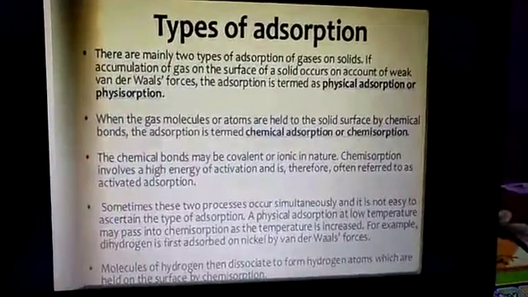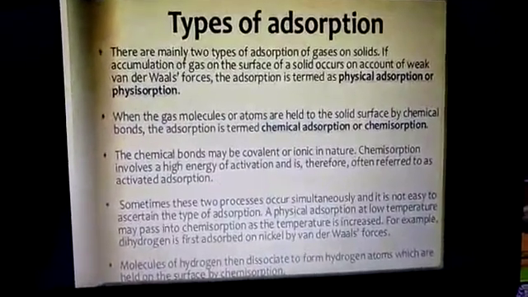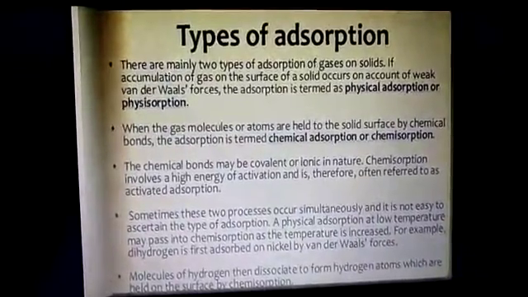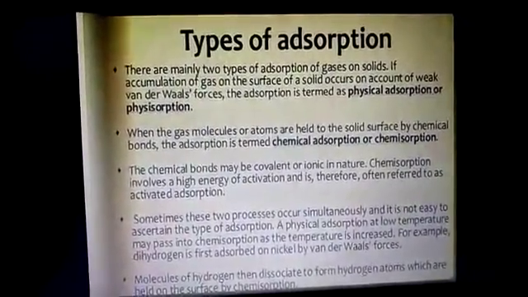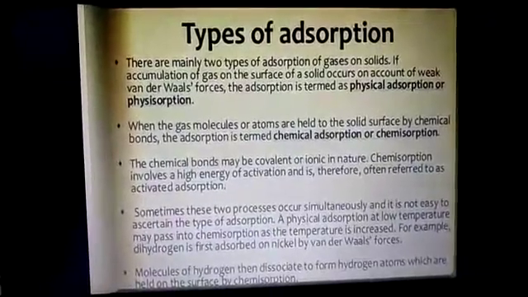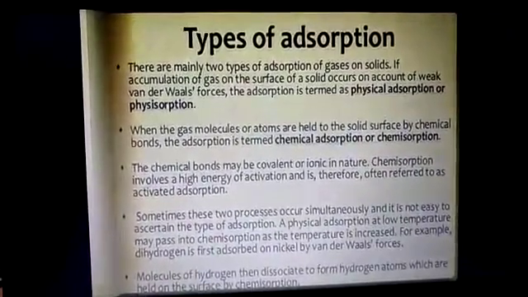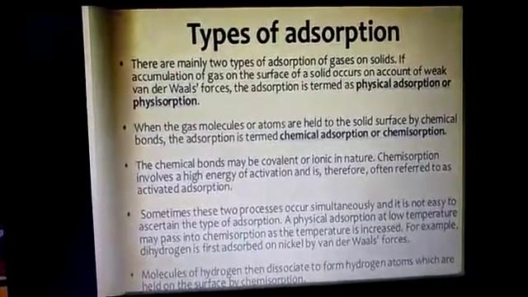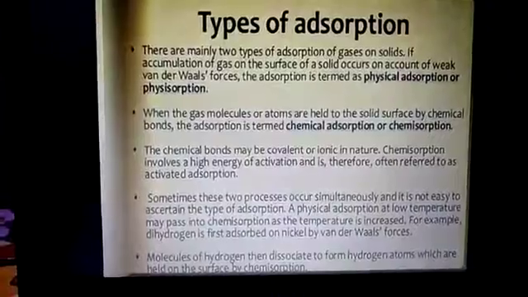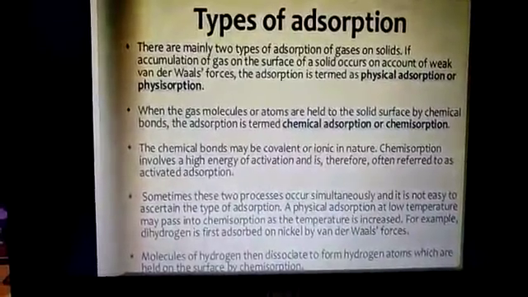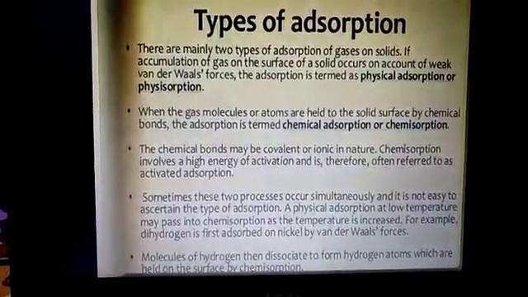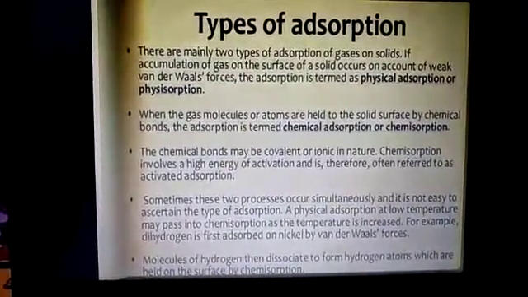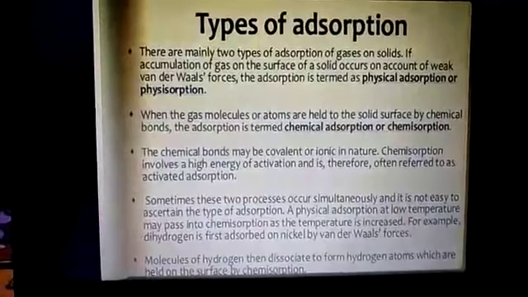Types of adsorption. Number one is known as physisorption, and the other is known as chemisorption. Now, what is physisorption? When the gas is held on the surface of the solid by van der Waals forces, which are weak intermolecular forces of attraction, without resulting in the formation of any chemical bond between the adsorbate and adsorbent, it is called physical adsorption, or van der Waals adsorption, or physisorption.